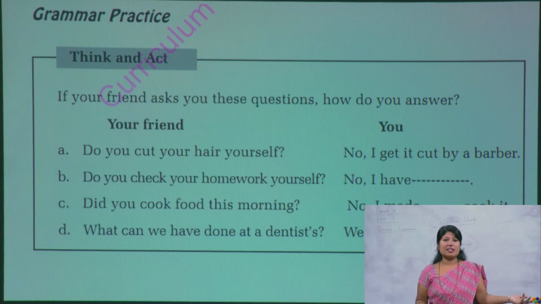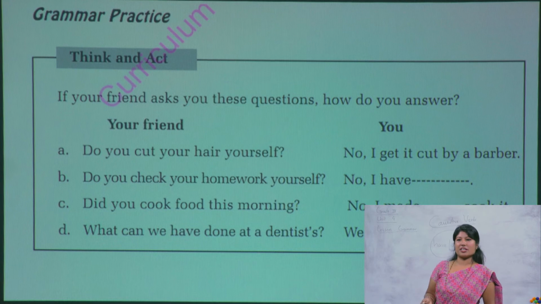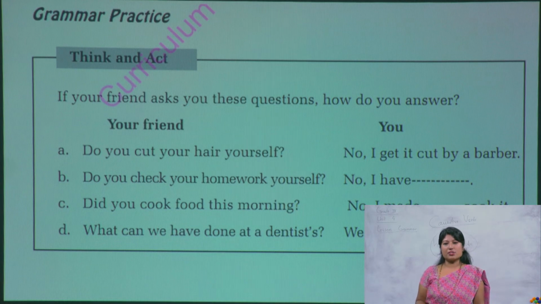Barber, or let's say beautician, right? Barber or beautician. We can get it cut by a beautician. Likewise, okay, there is another question.